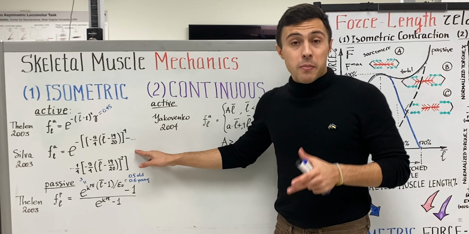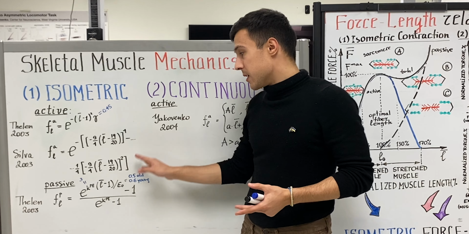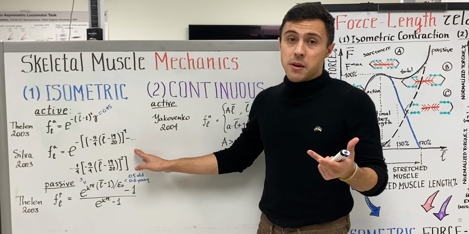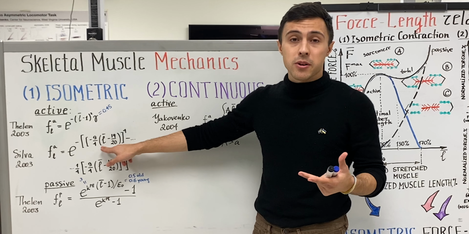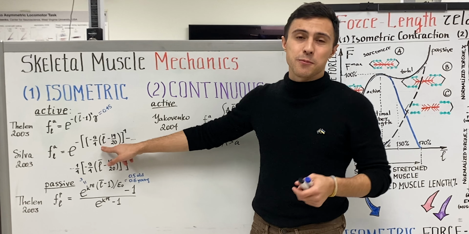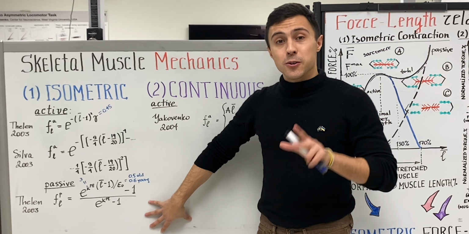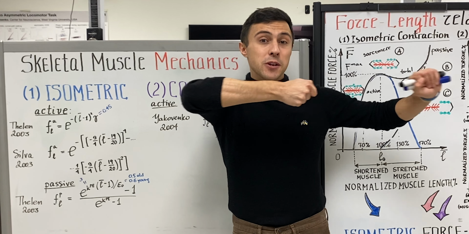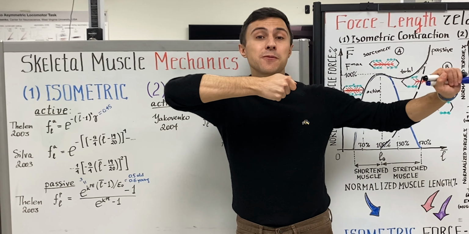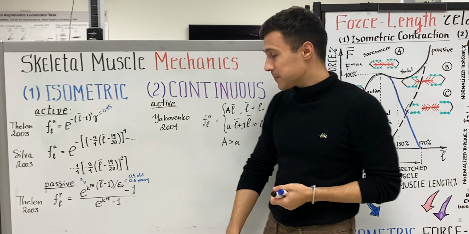Another paper published the same year was by Silva. You can see the equation here is a little bit more bulky, but it also just takes the normalized muscle length as a parameter and models the active part of the force-length relationship. Now, the second step, you remember there is also a passive part, the elastic force or passive force that is an answer to the stretch of the muscle.